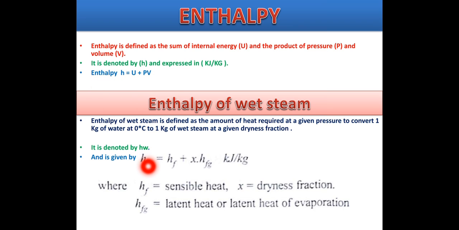Now, how do we find the enthalpy of the wet steam, Hw? If you see the graph, between point B and point C there is wet steam. So Hw is equal to Hf plus X into Hfg. Why is X considered? Because it is wet steam, which is water plus vapor, and therefore the dryness fraction is considered. It is expressed in kilojoules per kg.